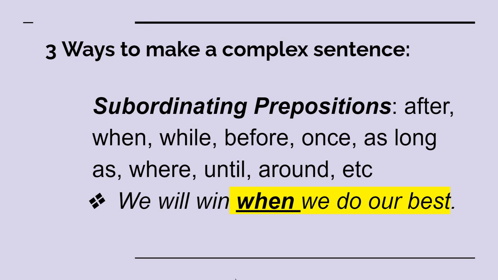So here again, we're using that preposition when to combine those two ideas. That subordinating preposition is being used as that conjunction, the thing that's sticking those two pieces together. So we have a sentence, we will win, a sentence, we do our best, and that word when is going to combine those two together. So again, we're able to use those prepositions to combine two simple thoughts into one better sentence.